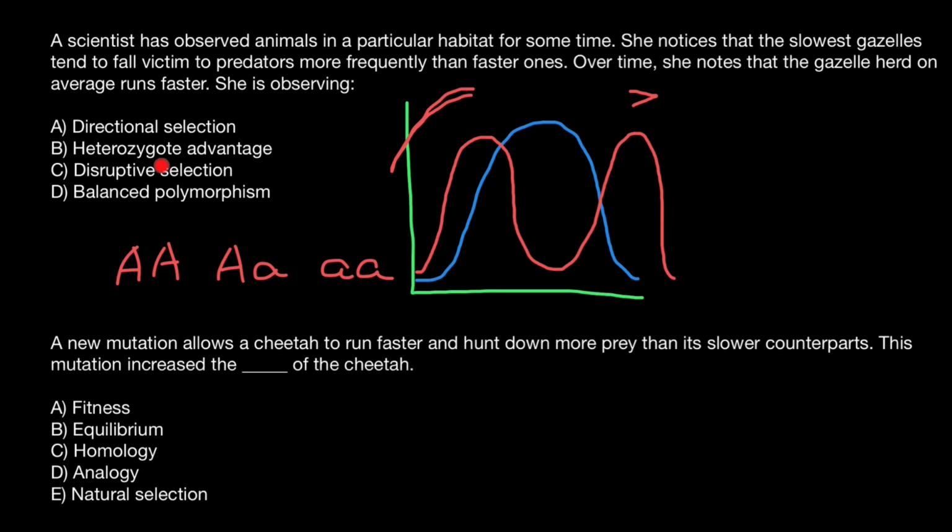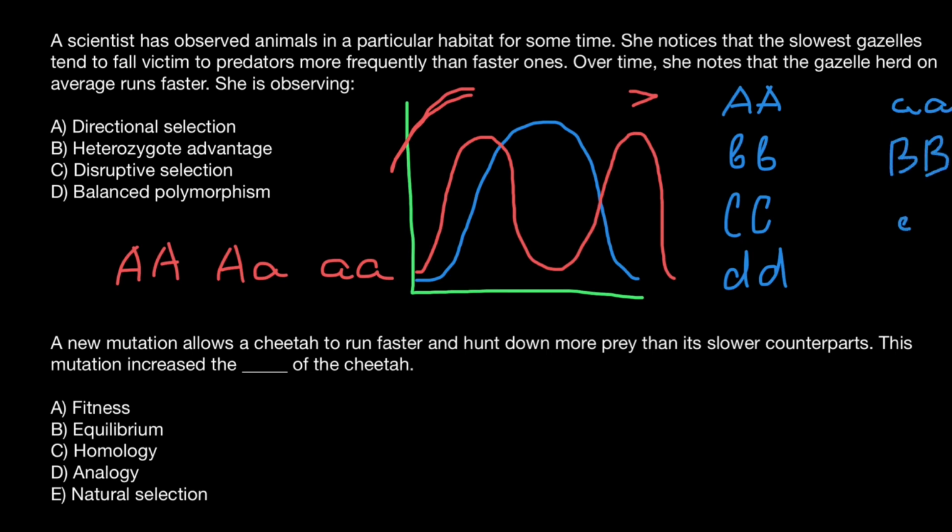Answer B, heterozygote advantage. Imagine now that we have two pure lines of animals, and say the genotype of one animal would be capital A, small b, capital C, and small d. So this animal is going to be homozygous at all four loci. Now imagine we have another animal that is also an inbred line, and its genotype would be small a, capital B, small c, and capital D.